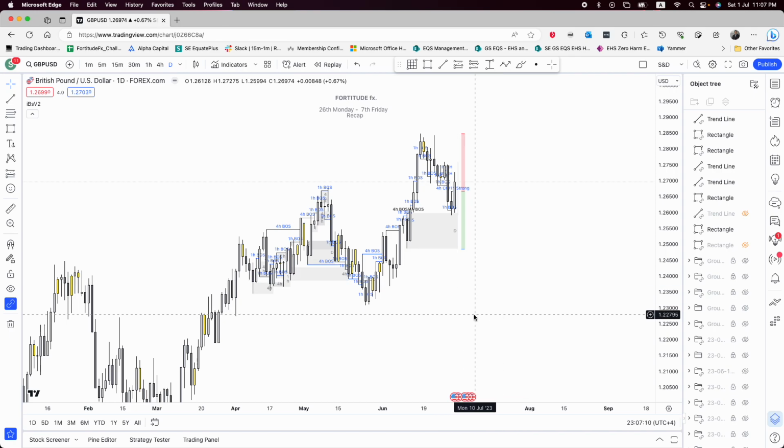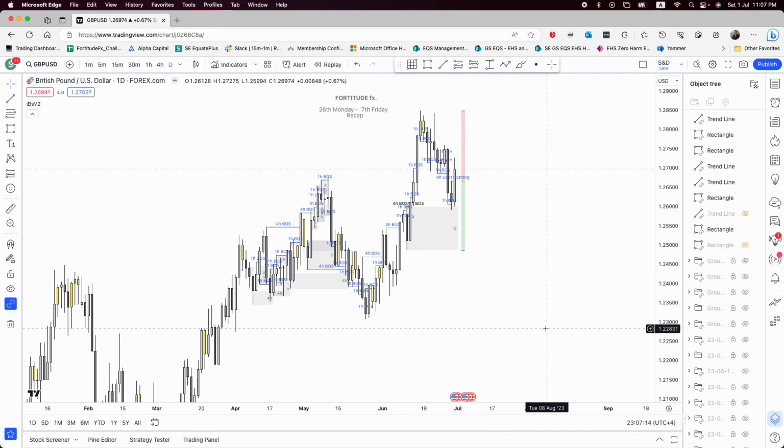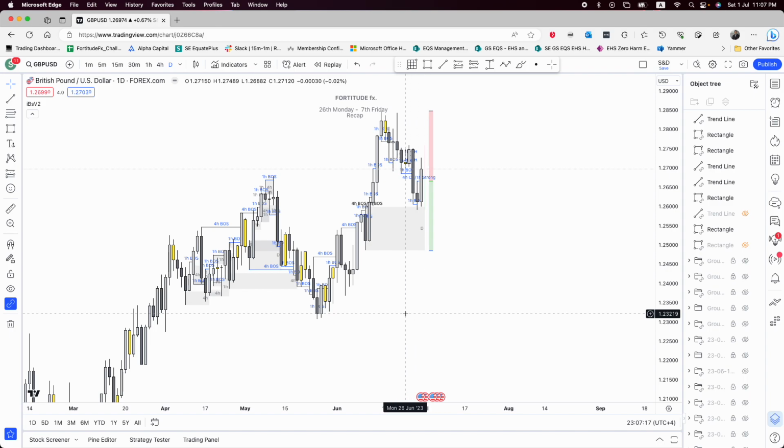So let's get started. Looking at the daily chart right now, you can see that we started our week on Monday, June 26th, from this inside bar, and then sort of kept falling until Friday when we had that massive jump. And you can see the reason why.